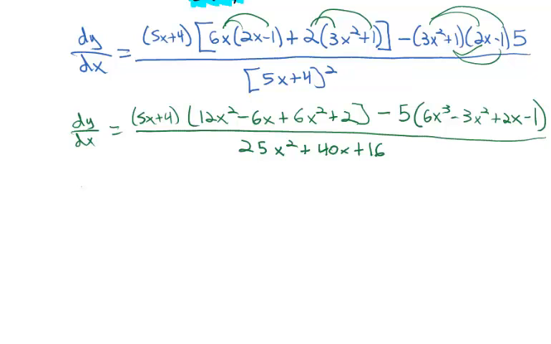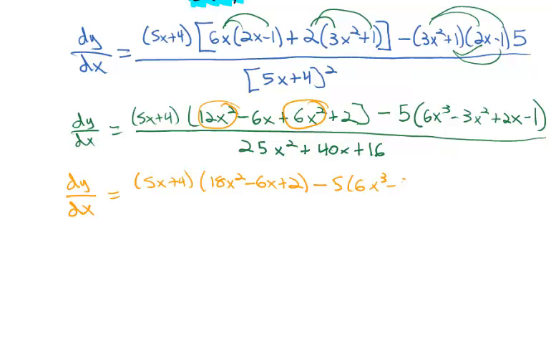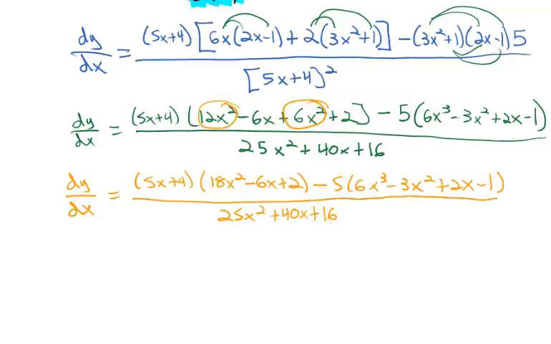Now let's go ahead and multiply out what's left. Oh, how about this? I'm going to combine these like terms here, 12x squared and 6x squared. That's going to save us a bit of work later. So dy dx is equal to 5x plus 4 times 18x squared minus 6x plus 2 minus 5 times 6x cubed minus 3x squared plus 2x minus 1 all over 25x squared plus 40x plus 16.